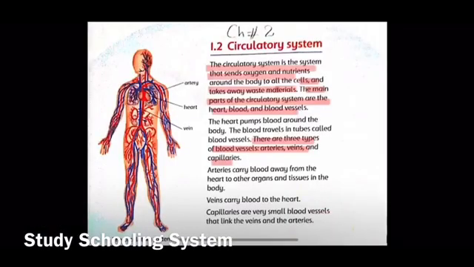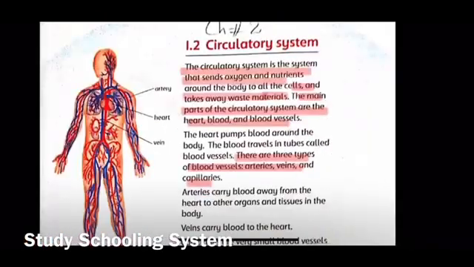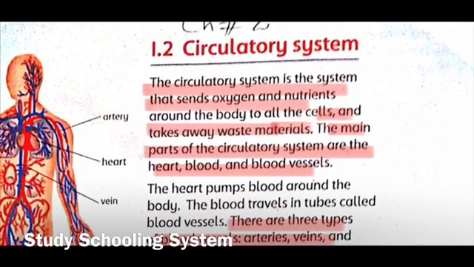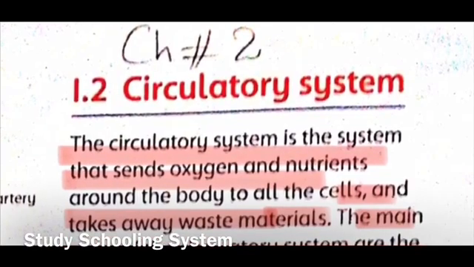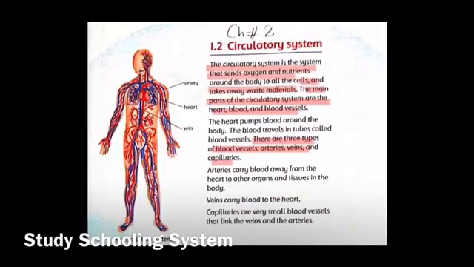So now I'll be sharing the answer for your question and answers. If you remember well, the first question was what makes up the circulatory system, and the second question is, what is the function of the circulatory system? So in the beginning of your first paragraph, it says the circulatory system is a system that sends oxygen and nutrients around the body to all the cells and takes waste away. The third question is, name 3 types of blood vessels.